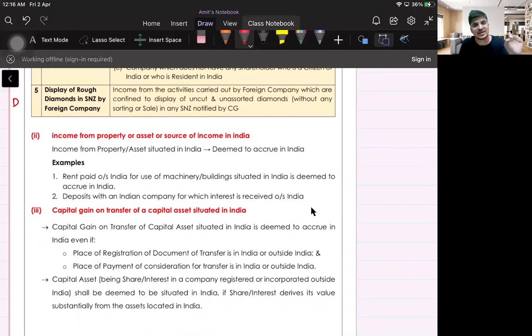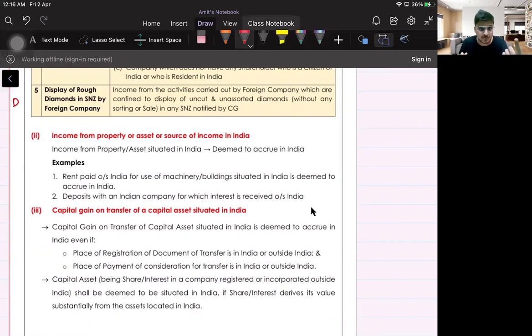If you have a house property in India, and you are giving that house property on rent, and the non-resident is receiving the rent, then whatever rent he is receiving, even though he is receiving that rent outside India, it will still be considered as income deemed to accrue in India. Because the asset is situated in India.